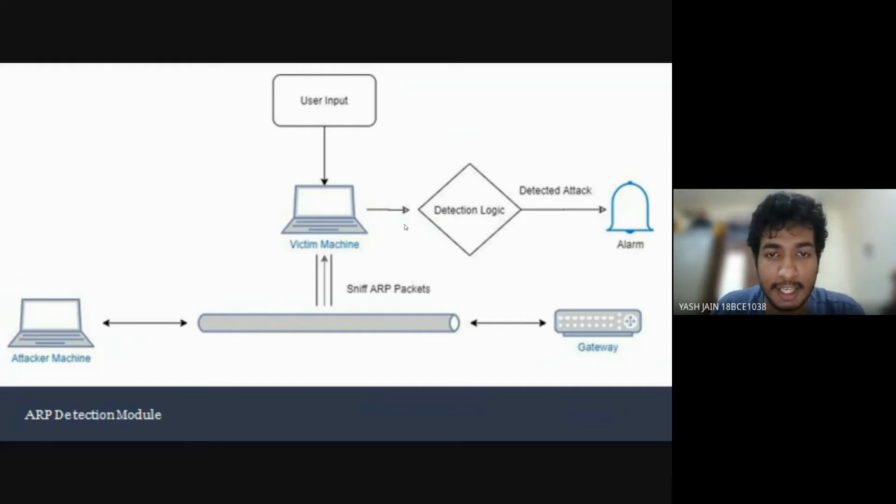The next thing is the ARP detection module. In this, whatever packets the victim is getting through Wireshark, we will be sniffing all the ARP packets that the victim is receiving, and through that, we will be pinging the destination of the ARP packet, and then we will be checking whether the MAC address is of the gateway or not. And if the MAC address is not of the gateway, but of someone else, that is the attacker in this case, this way we can detect that there is an ARP attack on us.